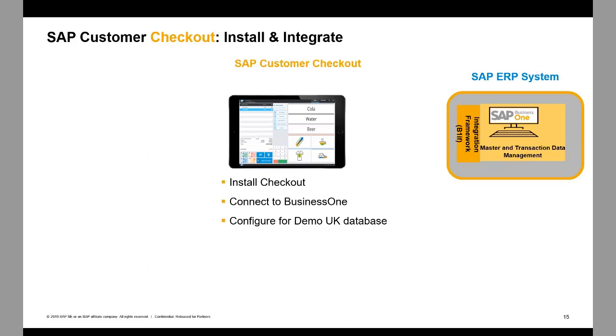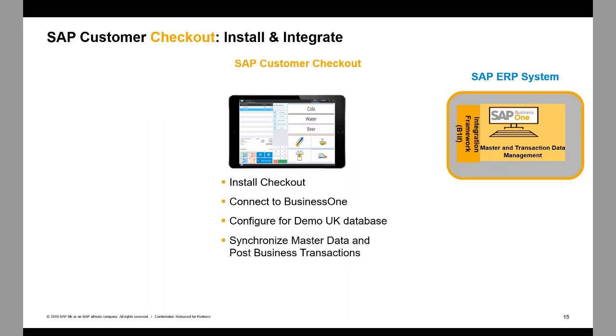If I am connecting to a demo DE, which is a German database, I don't have to do any configuration in Customer Checkout. Customer Checkout is pre-delivered with configuration for the demo DE database. However, to show you the changes needed, I will connect to a demo UK database so that you can learn which configuration needs to be changed as you change the company, for example.